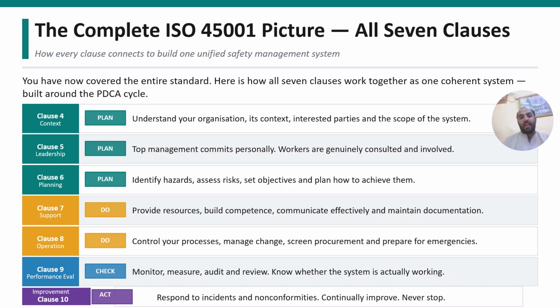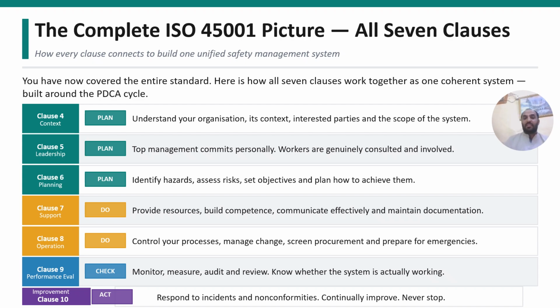Clauses 7 and 8 are the Do stage. Clause 7 makes sure you have everything you need: the right people, the right skills, the right communication, the right documents. And clause 8 puts all of that to work in the real world, controlling your processes, managing change, screening procurement, and being ready for emergencies.